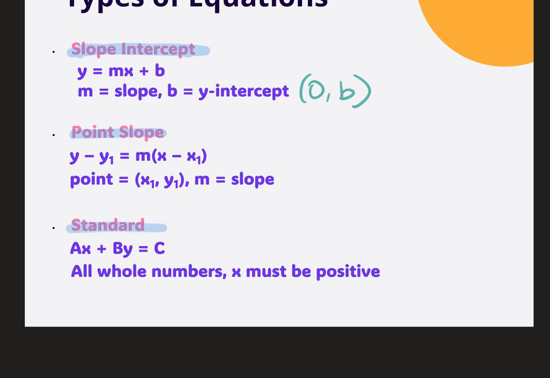And the last one is standard form. Standard form is ax plus by equals c. The x and y have to be on the same side. They have to all be whole numbers, so no fractions or decimals, and the x has to be positive.